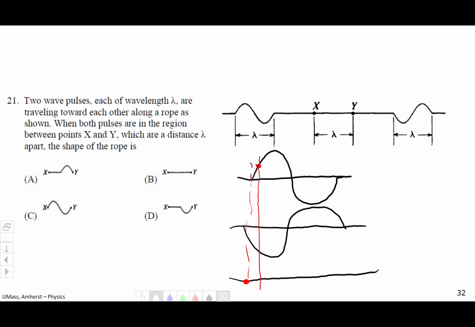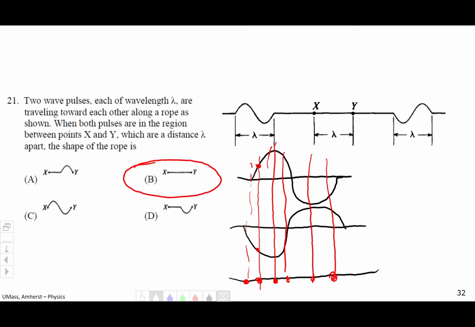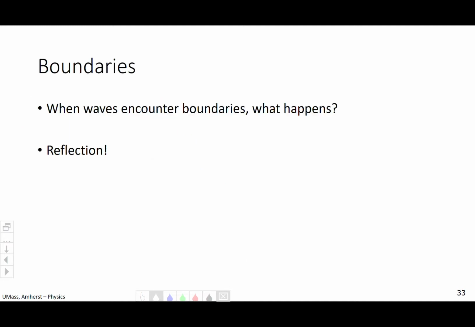We have some positive and some negative, gives us pretty close to 0. We have a crest and a trough, that gives us 0. We have a positive and a negative, that gives us 0. And so on, and so on. So the correct answer is B. By putting them right on top of each other like that, it's very easy for us to figure out what that result wave is going to look like.